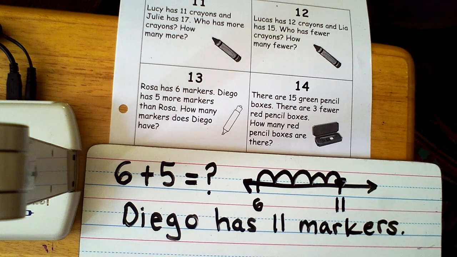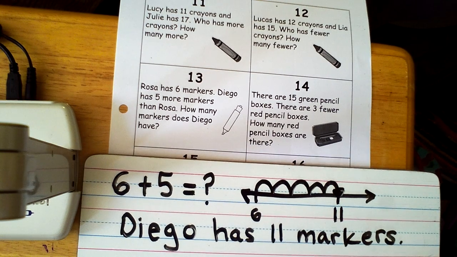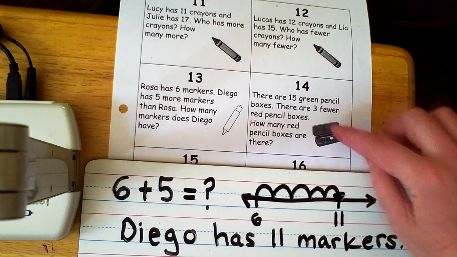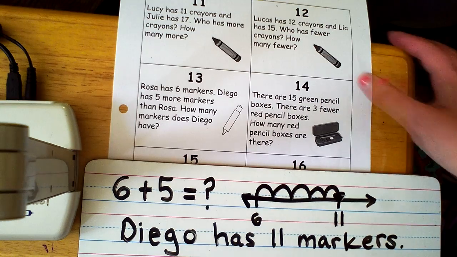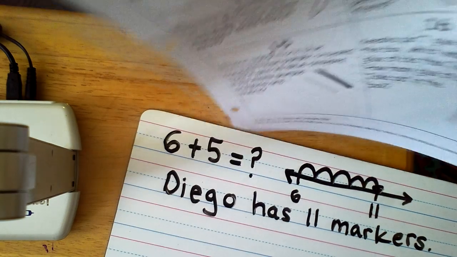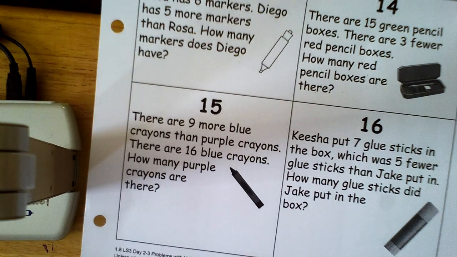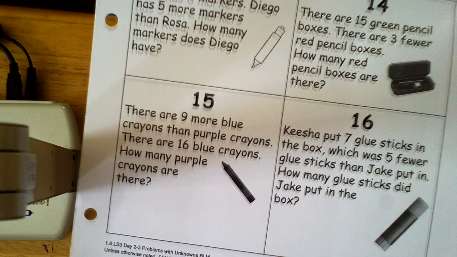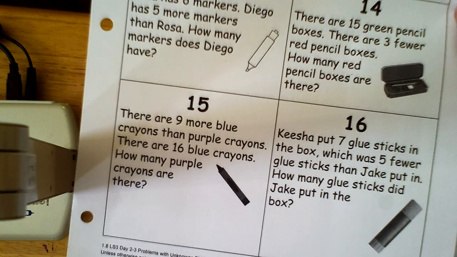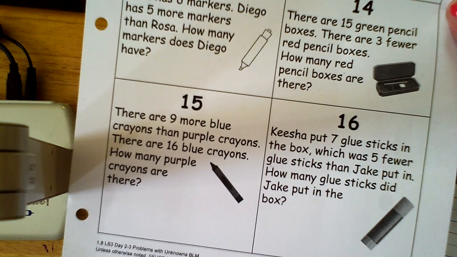All right. And number 14, it's saying there are 5 green pencil boxes. There are 3 fewer red pencil boxes. How many red pencil boxes are there? You're going to figure that one out. Then for number 15, it says there are 9 more blue crayons than purple crayons. There are 16 blue crayons. How many crayons are there?